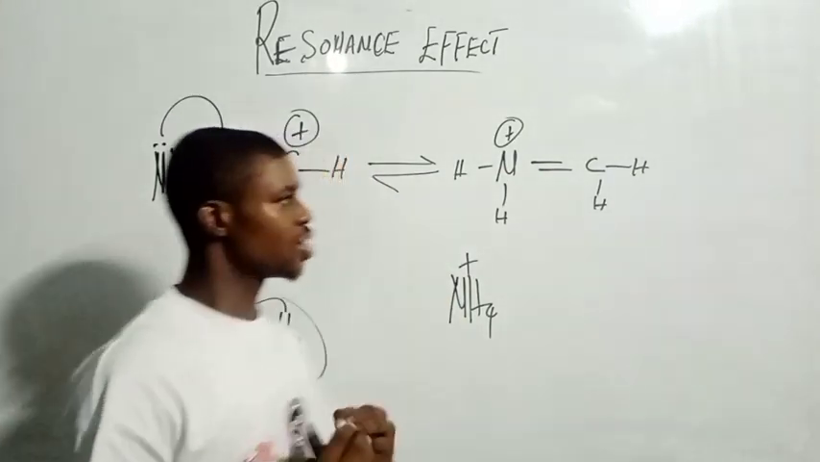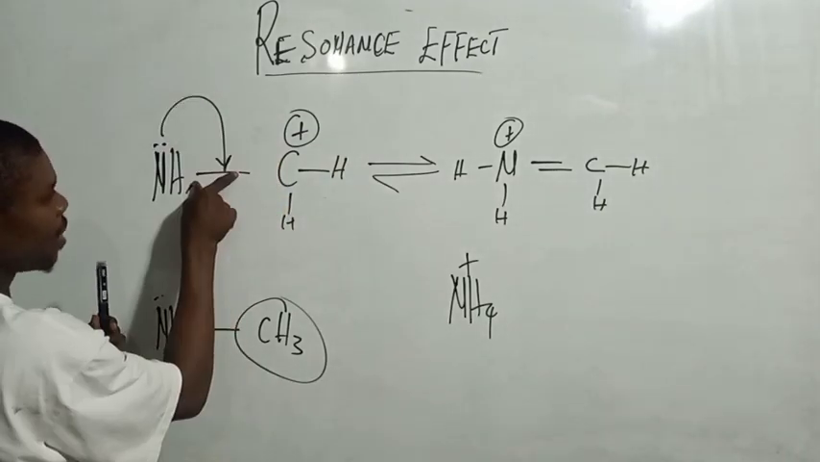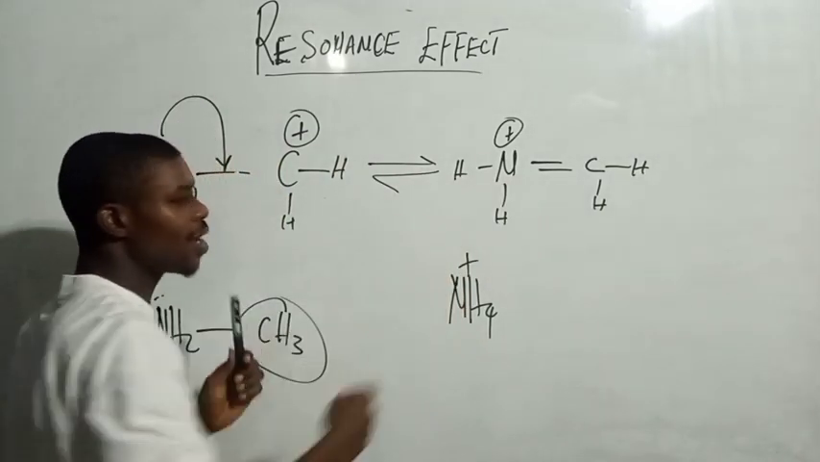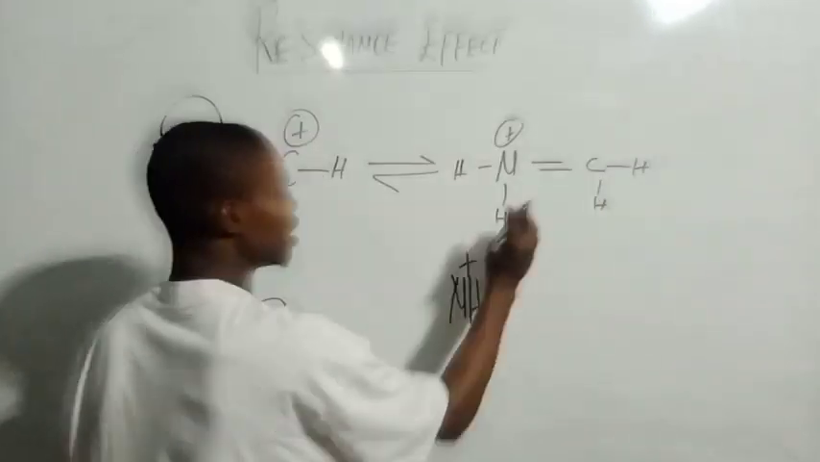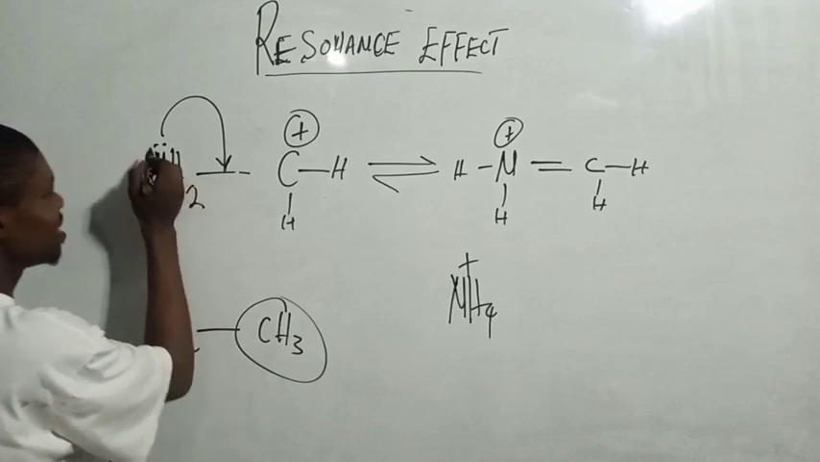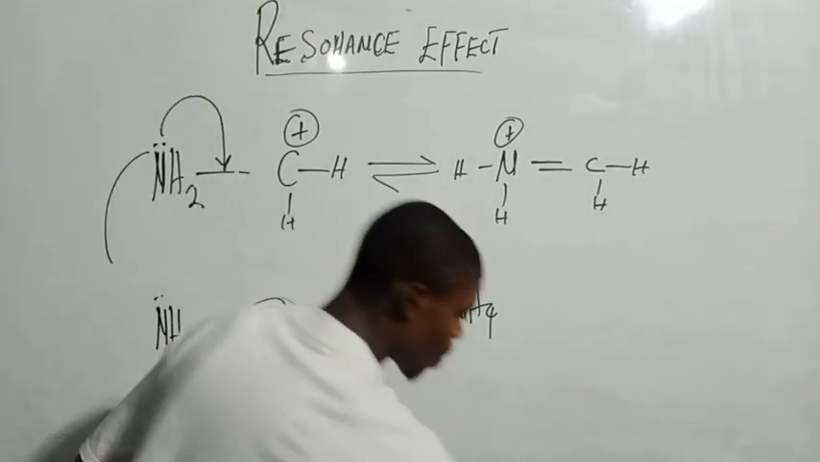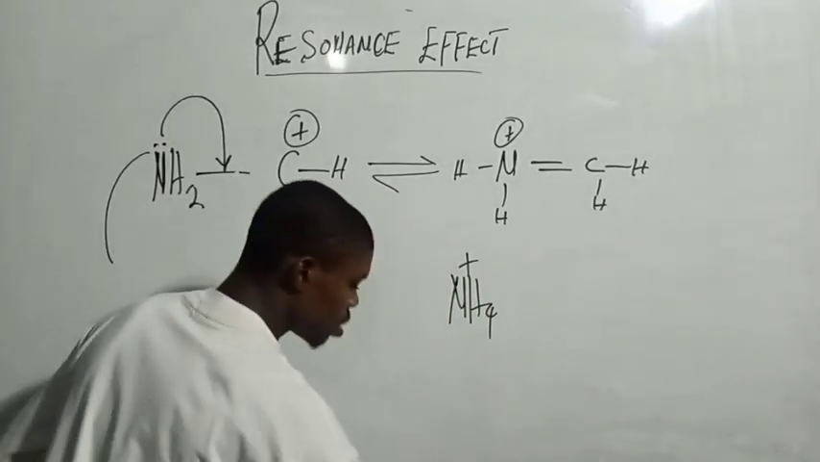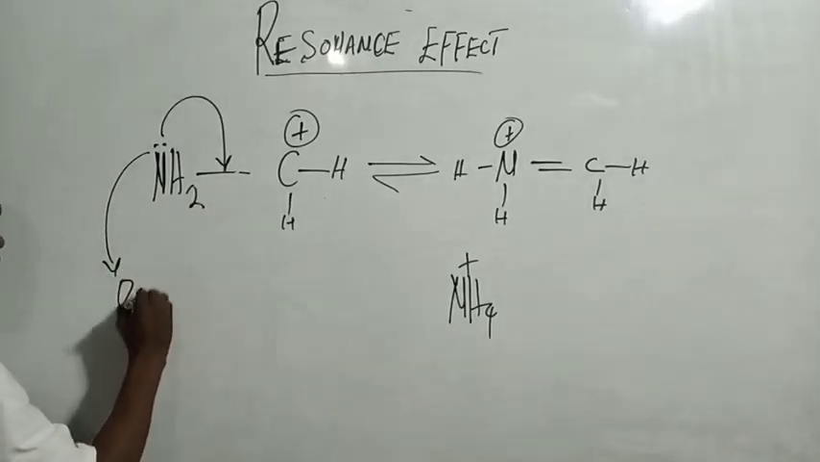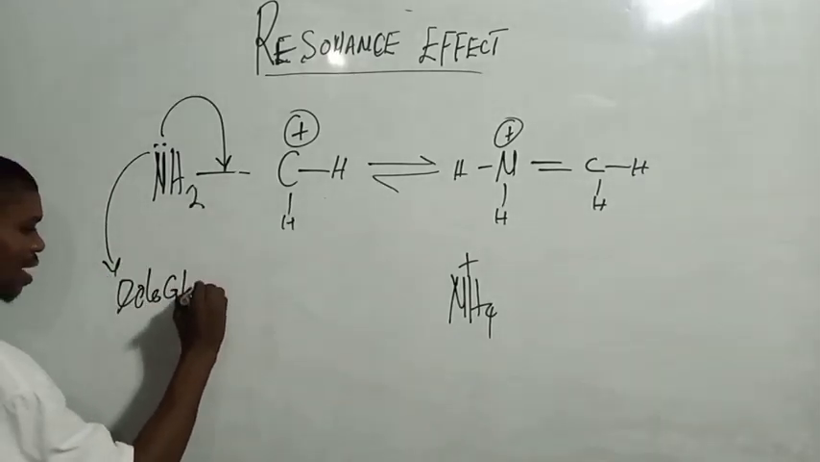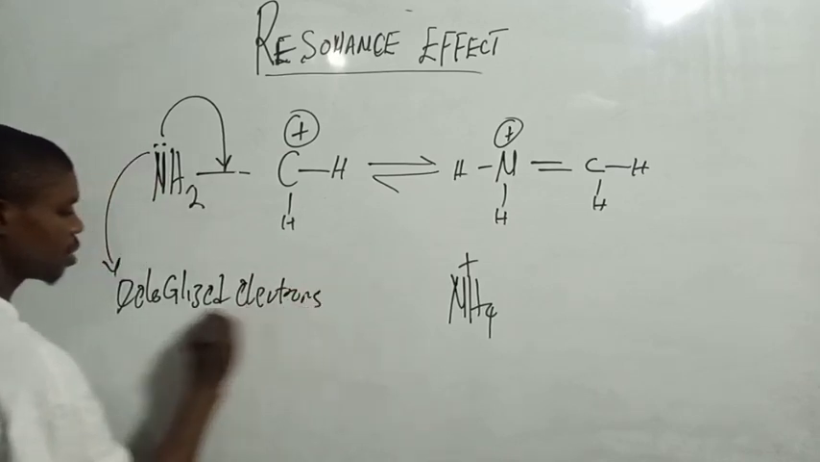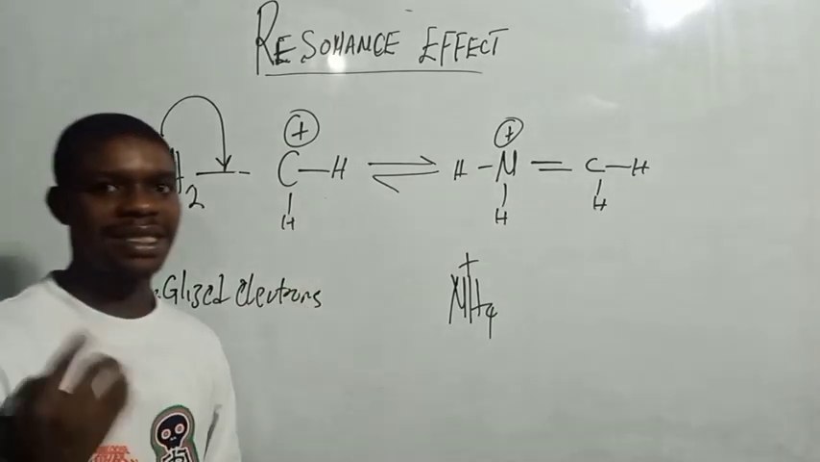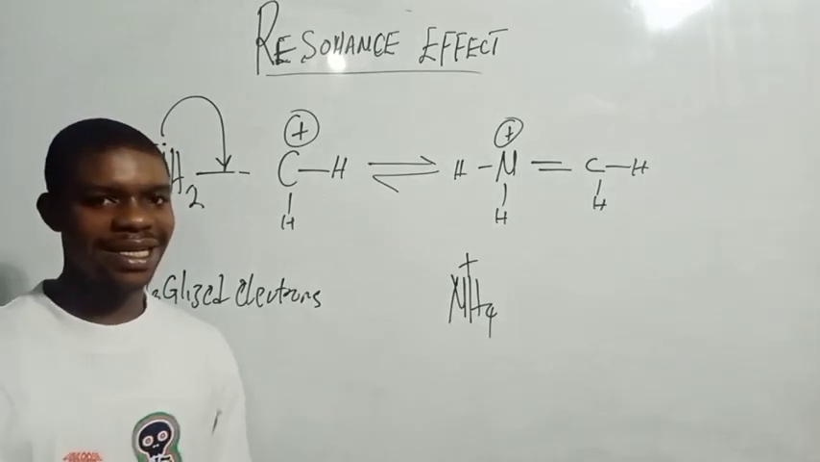Do you see that? So now, because this electron can be moved here to form a second resonance structure without altering the stability, this one is a second resonance structure. Now this electron is called delocalized electron. Now I want you to understand that this is the foundation in understanding resonance structure.